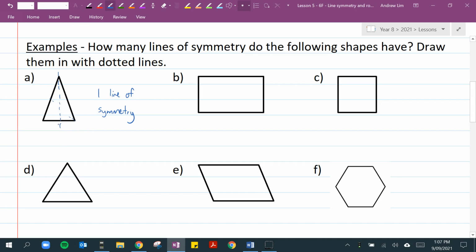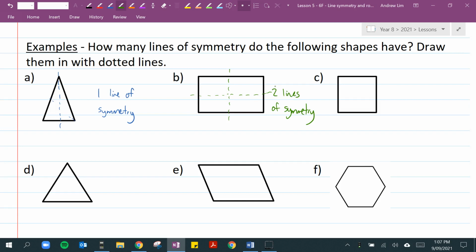For this rectangle here, there are actually only two lines of symmetry. Where are they? Right down here and right across the middle section there. When we fold it along those lines, we can fold it exactly in half.